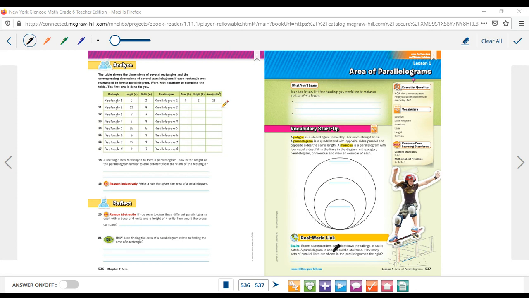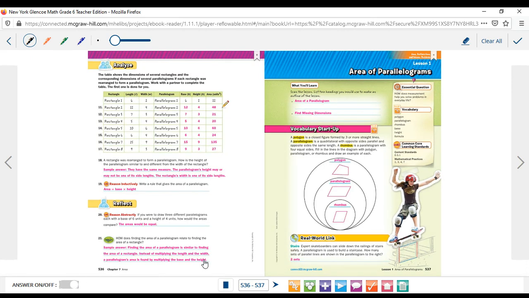And it says, so again, we're in volume 2 right now. If you're looking, we're on page 537 in volume 2. A polygon is a closed figure formed by 3 or more straight lines. A parallelogram is a quadrilateral, which means 4 sides, with opposite sides parallel and opposite sides the same length. A rhombus is a parallelogram with 4 equal sides. So it says fill in the lines in the diagram with polygon, parallelogram, or rhombus and draw an example of each. So I'm just going to show you what it should look like in your book, okay?